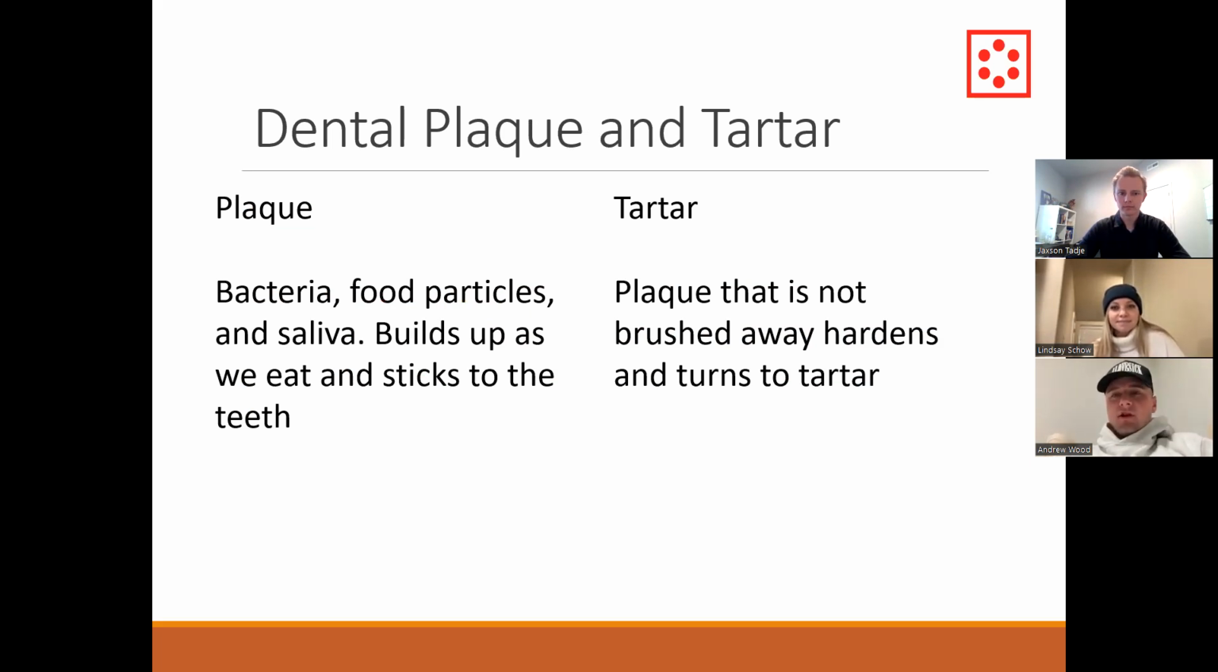Awesome. So first, let's start off with some basic understanding of dental plaque and tartar. Plaque is bacteria, food particles, and saliva that builds up as we eat, and it sticks to our teeth. Plaque will turn into tartar if we don't brush it away. Tartar is just plaque that is not brushed away and hardens over time, and that's a little bit tougher to get rid of. So it's always easier to get rid of plaque before it turns into tartar. Usually when it gets to tartar, dentists have to go in and scrape that away for you.